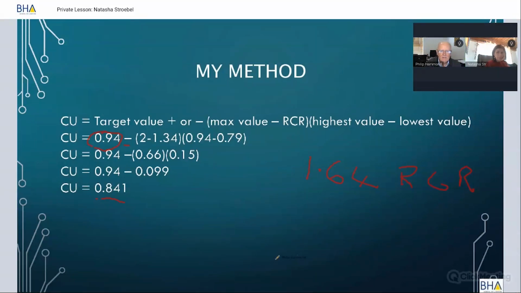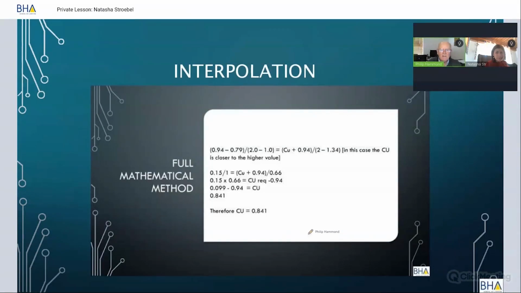But this is a humdinger. It works every time, but it is not academically correct to teach this. Strictly mathematical and academically correct is this method.